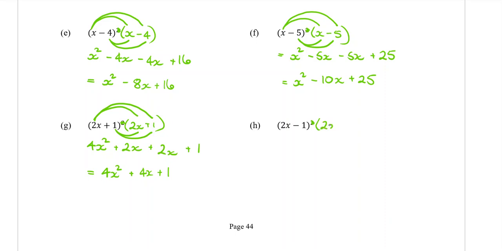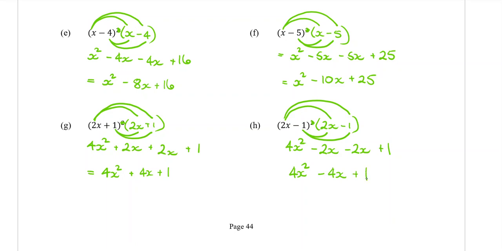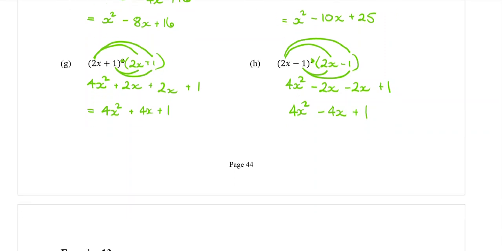All right, one more. Cross out the squared and put a 2x minus 1 there so we can times it out. 2x times 2x is 4x squared. 2x times the minus 1 is minus 2x. And then minus 1 times 2x is another minus 2x. Minus 1 times minus 1 makes plus 1, not 2, times it. And then 4x squared, minus 2 minus 2 is minus 4x, plus 1. We're getting easier. All right.